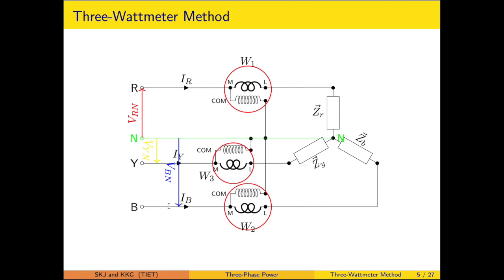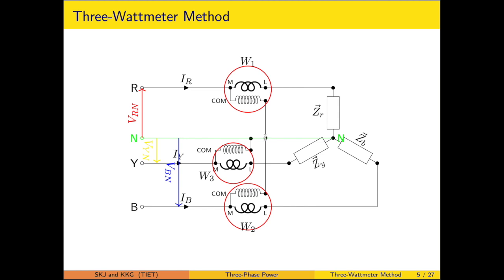In the 3 watt meter method, W1, W2, W3 are representing the watt meters. As suggested previously, the watt meter consists of a current coil that is represented by the thick conductor, and the pressure coil, that is the coil of thin wire. Current is allowed to pass through the current coil CC represented by M and L, where the pressure coil is connected across the two voltages.